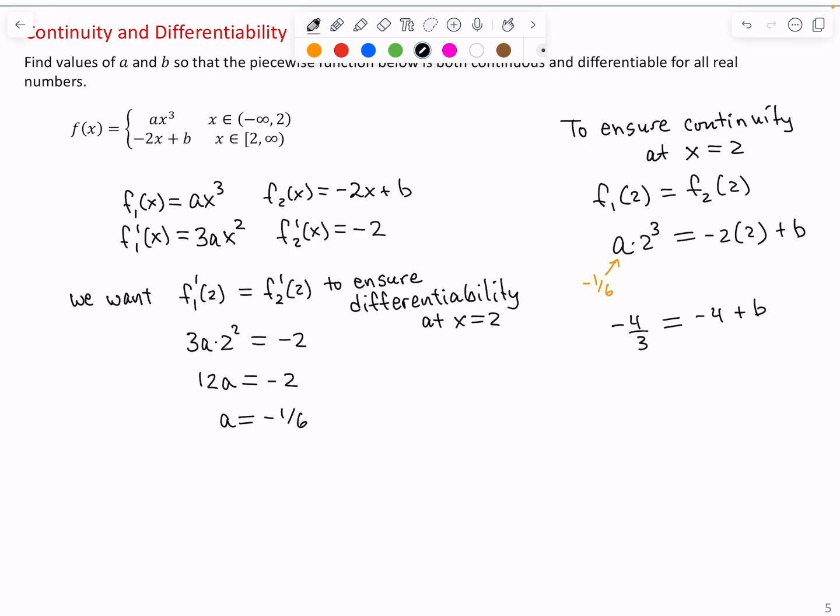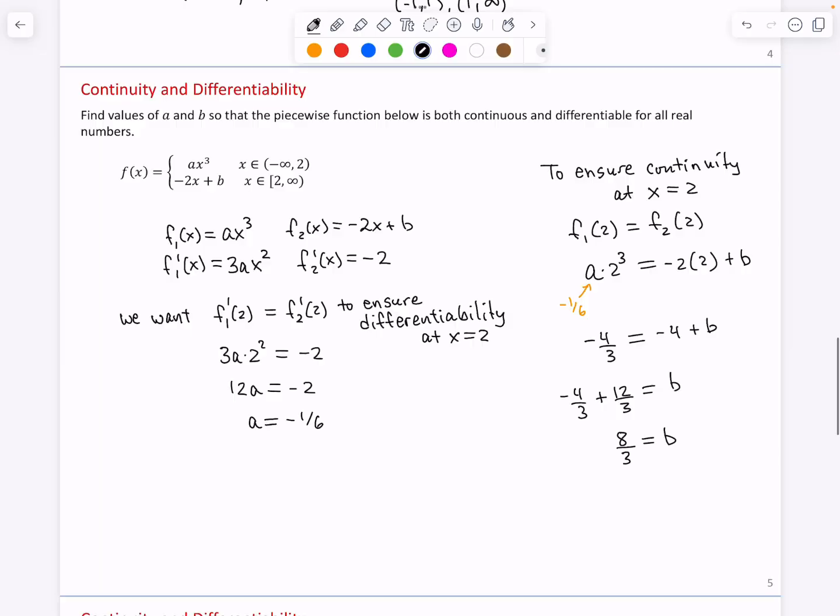So add 4 to the other side. Adding 4 is equivalent to adding 12/3, so I have a common denominator. So I'm going to get 8/3 for my b value. Let's confirm this with technology.